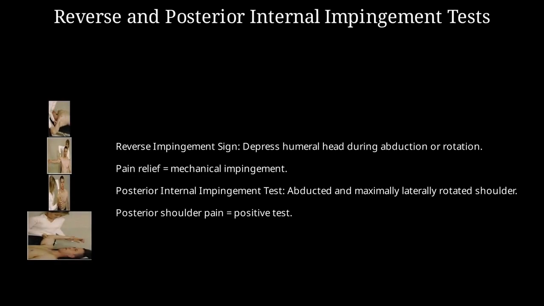The reverse impingement sign is used if the patient has a painful arc or pain on lateral rotation. The examiner depresses the humeral head during abduction or rotation. Pain relief indicates mechanical impingement. The posterior internal impingement test is performed with the shoulder abducted and maximally laterally rotated, eliciting posterior shoulder pain.